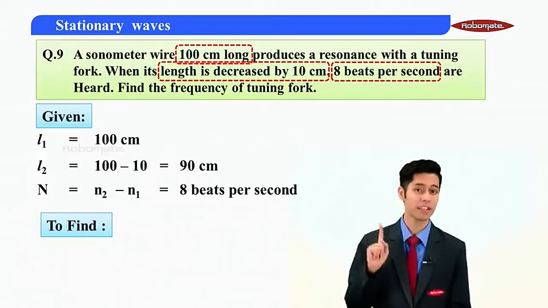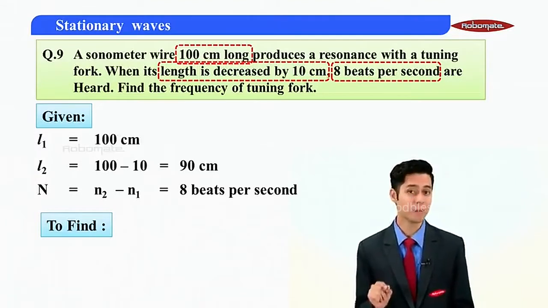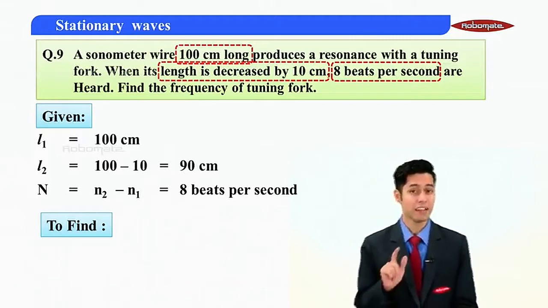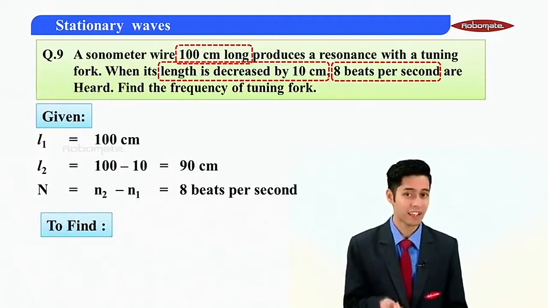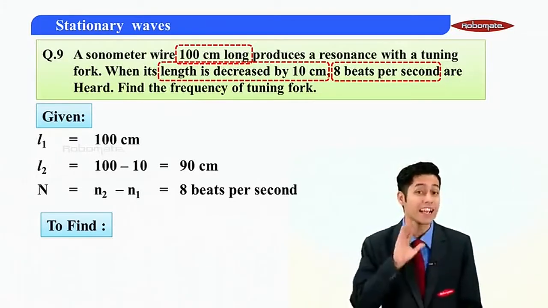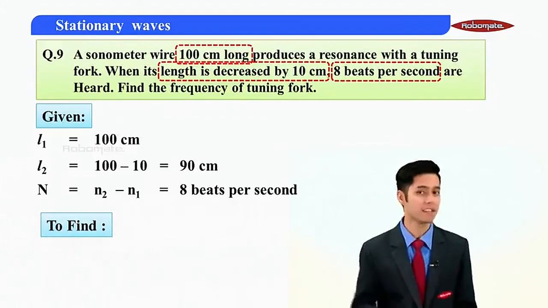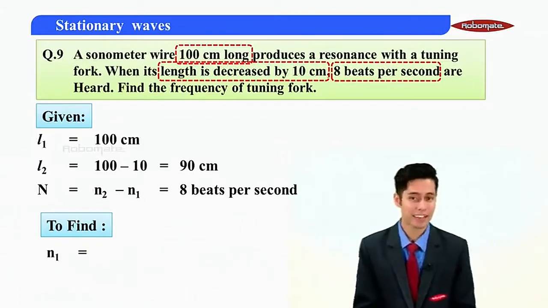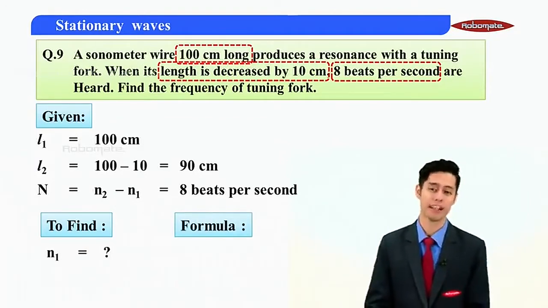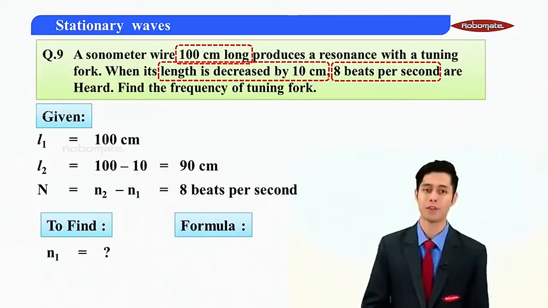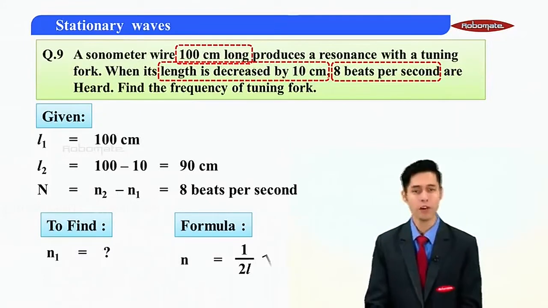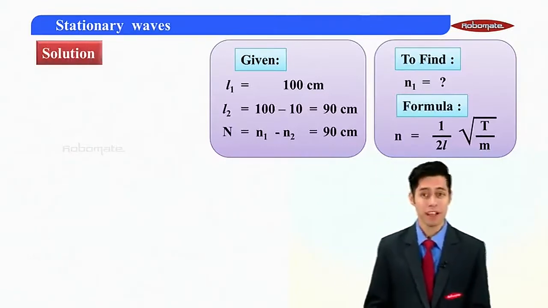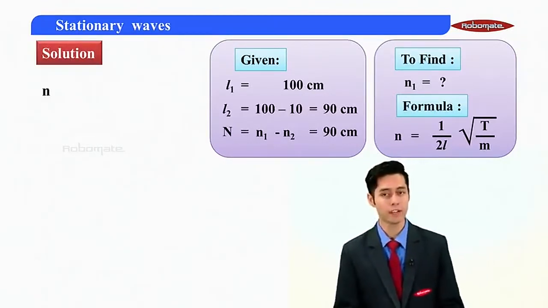Students, remember in the question it is given that 100 centimeter wire produces a resonance with the tuning fork. That means when the wire is having frequency N1, the frequency of the tuning fork is in resonance with it. That means the frequency will remain one and the same. So I can say that N1 is actually to be determined. That is the frequency of the tuning fork. What is the formula? We know that the formula is N is equal to 1 upon 2L under root of T by M.